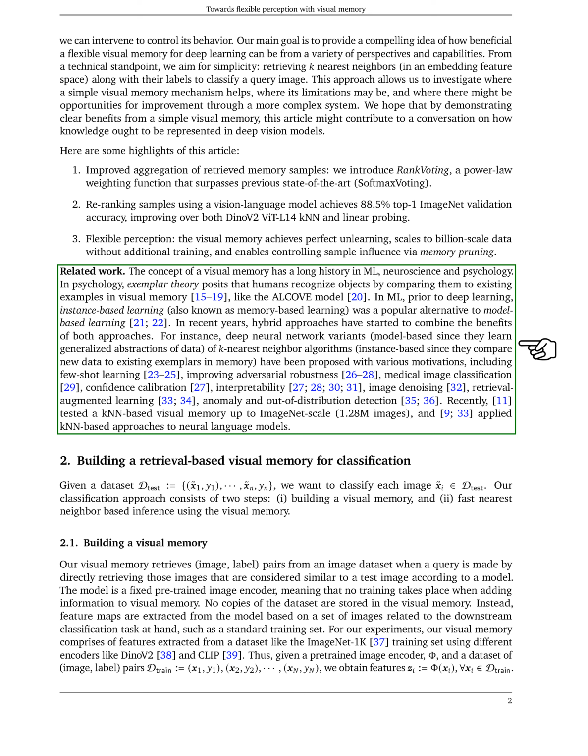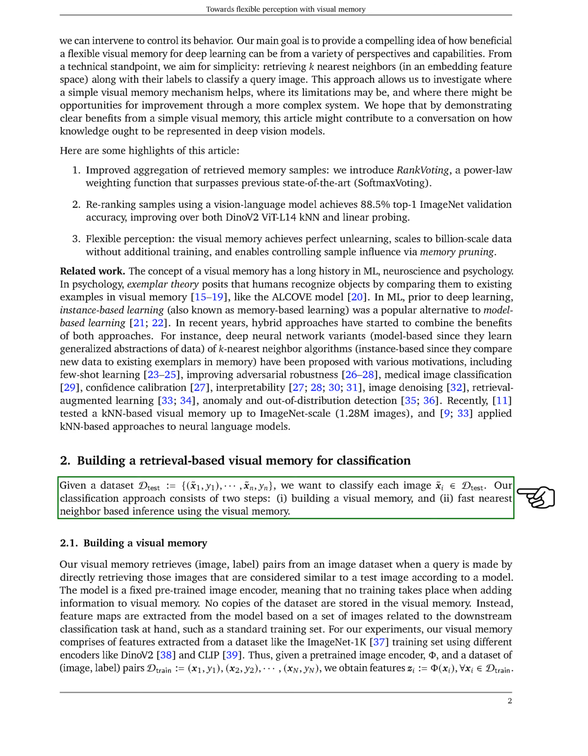To build our retrieval-based visual memory for classification, we start with a dataset of images and their labels. Our classification process involves 2 main steps: creating a visual memory and performing fast nearest neighbor inference using that memory.